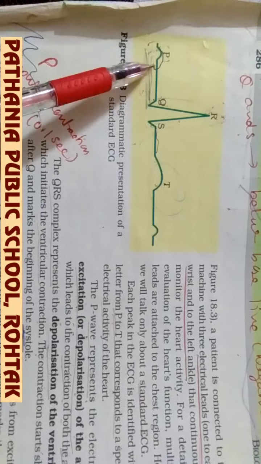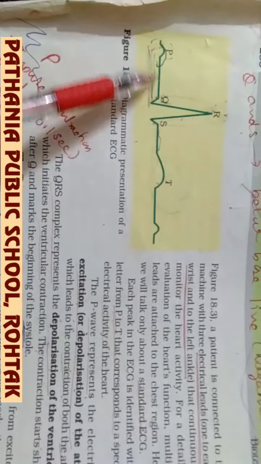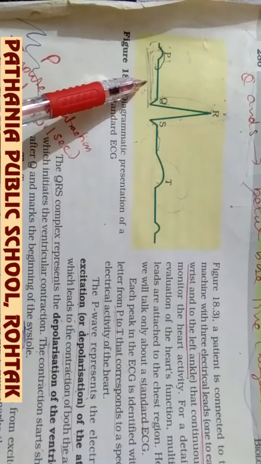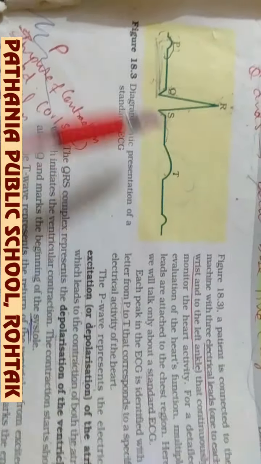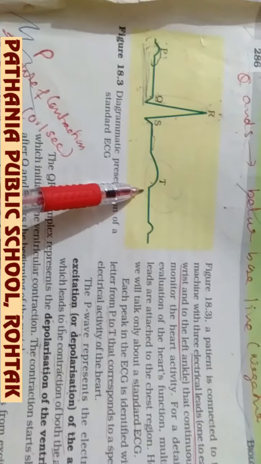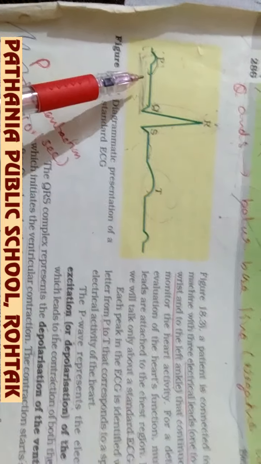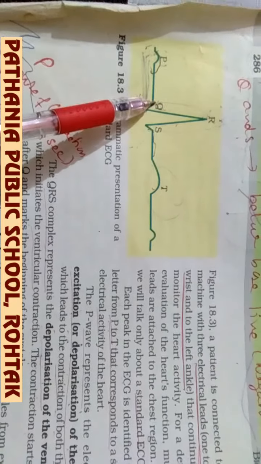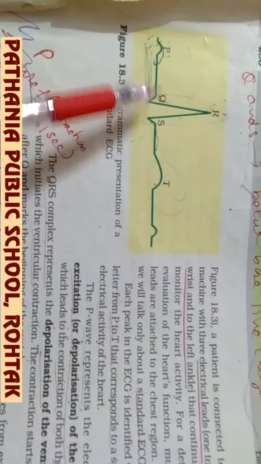P and Q gap is showing the atrial systole. This is the time, 0.1 second, it takes for atrial systole. Here it is not mentioned, but it is 0.1 because one complete contraction and relaxation, as we have seen in the previous video, takes 0.8 second. So out of that, atrial systole, the P to Q difference, will take 0.1 second.